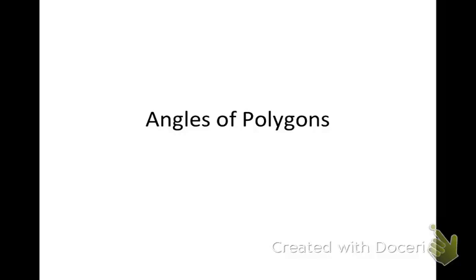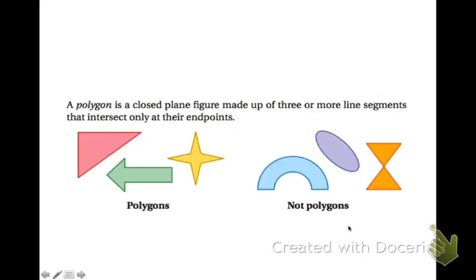All right, today we are going to continue learning about the angles of polygons. So a polygon is a closed plane figure made up of 3 or more line segments that intersect only at their end points. So you can see here on the left there are several polygons. There are the different shapes and they are closed. On the right we have some examples of non-polygons.